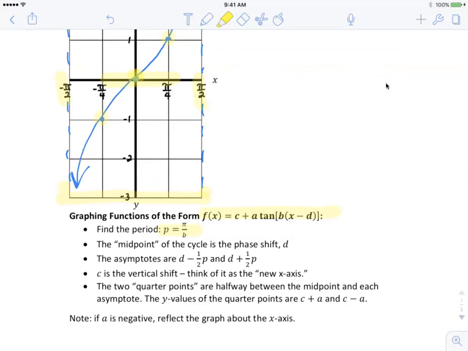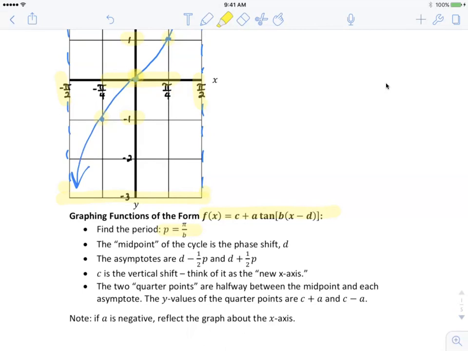So it's kind of like your new x-axis. And then that can help to figure out your quarter points. Your quarter points are basically, for the y values, just 1, unless you have an a, if there's a number in front of the tangent, right? Kind of, so they're going to stretch the graph out or shrink it. And then if you have a phase shift, it'll shift those up.